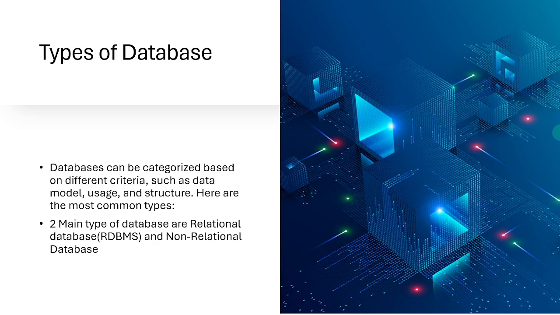Now, what are the main types of database that we have? Databases can be categorized based on different criteria, such as data model, usage, and structure. Now, we're going to be looking at types of databases majorly based on the data structure and model. So what are the two main types of database? We have the relational database, also known as the RDBMS, and the non-relational database. So what is the difference between a relational database and a non-relational database?